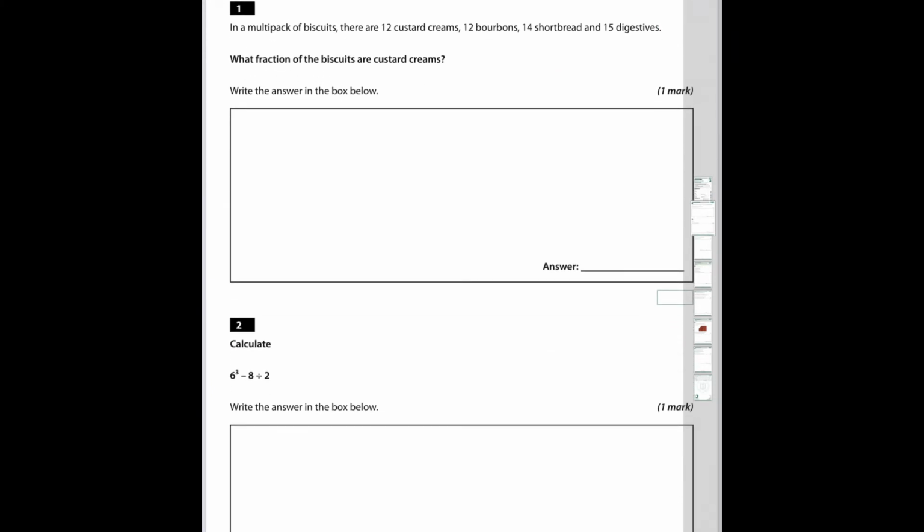So question 1. In a multi-pack of biscuits there are 12 custard creams, 12 bourbons, 14 shortbread and 15 digestives. What fraction of the biscuits are custard creams? So to work this out we first need to get a total. So 12 plus 12 plus 14 plus 15. That's 9, 11, 13. 1, 2, 3, 4, 5. So 53.